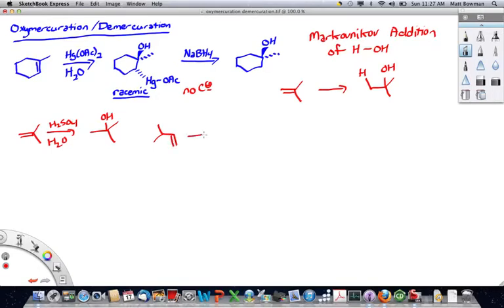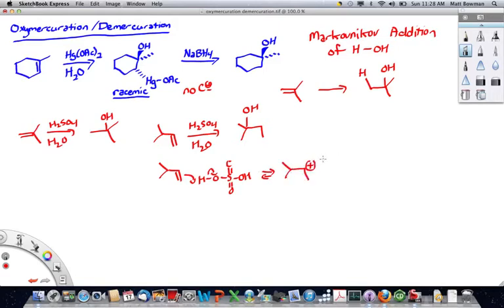to this alkene, the major product that we would get is this tertiary alcohol. Because upon protonating the alkene, we form a secondary carbocation. That secondary carbocation can rearrange to form this tertiary carbocation, and this tertiary carbocation is what water attacks.